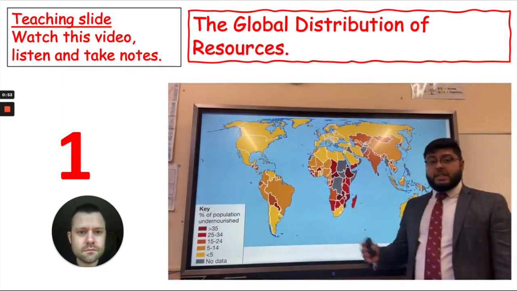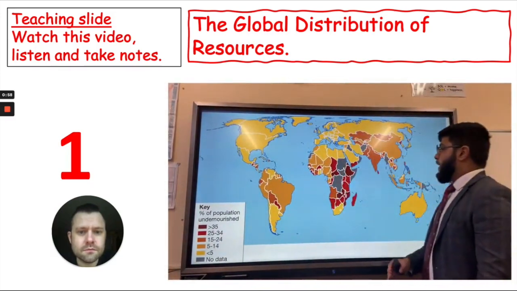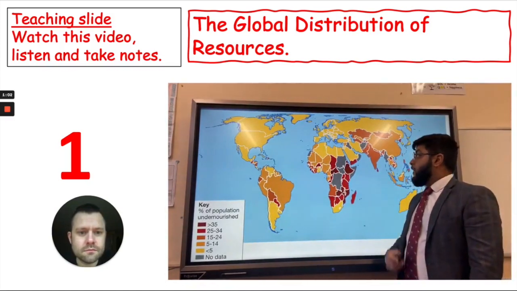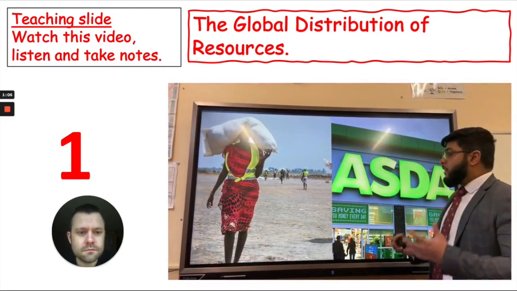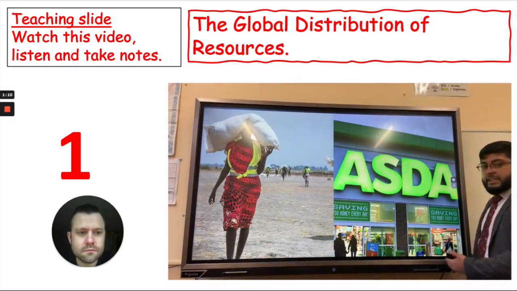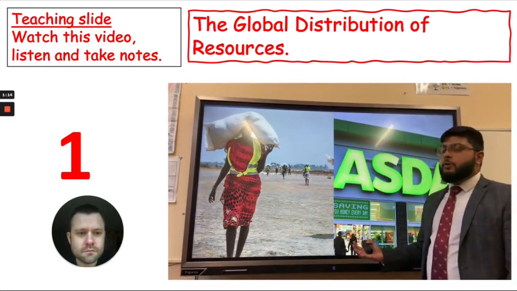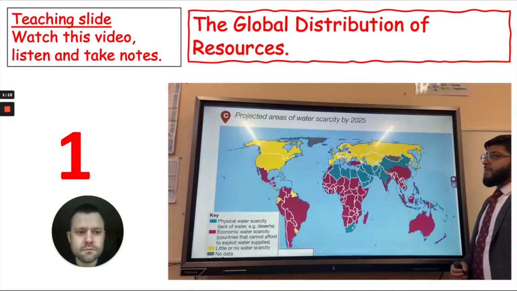So we can see the percentage of the population that are undernourished, so our darkest shade of red. We can see that the majority of countries where people are undernourished are in sub-Saharan Africa. And part of the problem is that people have different availability of food. So in HICs we have supermarkets, whereas in LICs, some people, particularly in rural areas, struggle to access food, and it takes up quite a lot of time in their day.